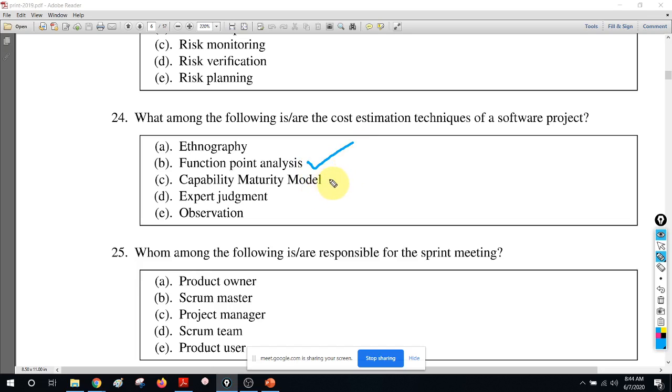Capability maturity model is something to do with what? We discussed it under quality assurance, right? CMM is nothing to do with the costing. It is quality, right? So C is not the answer.